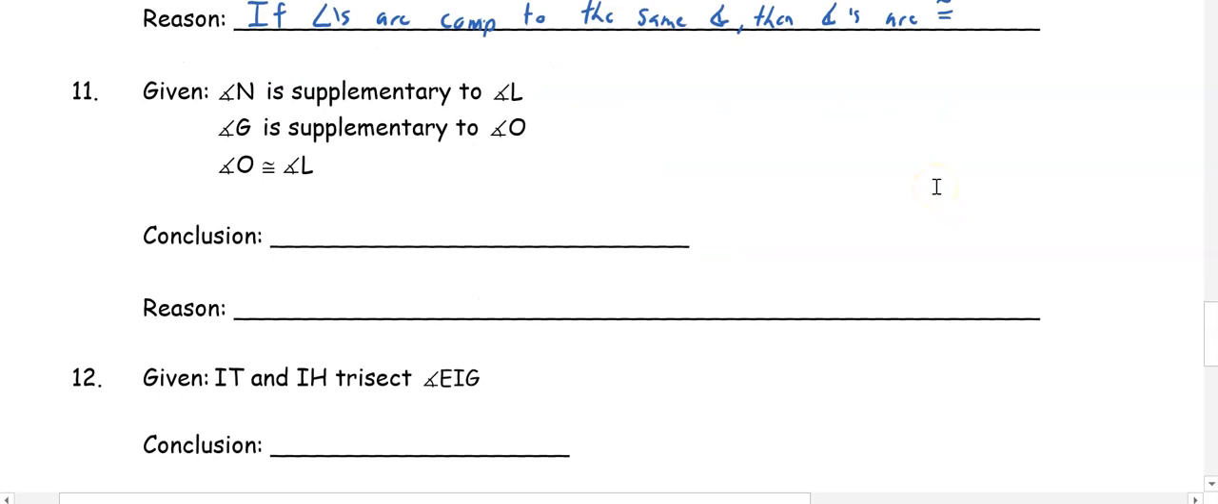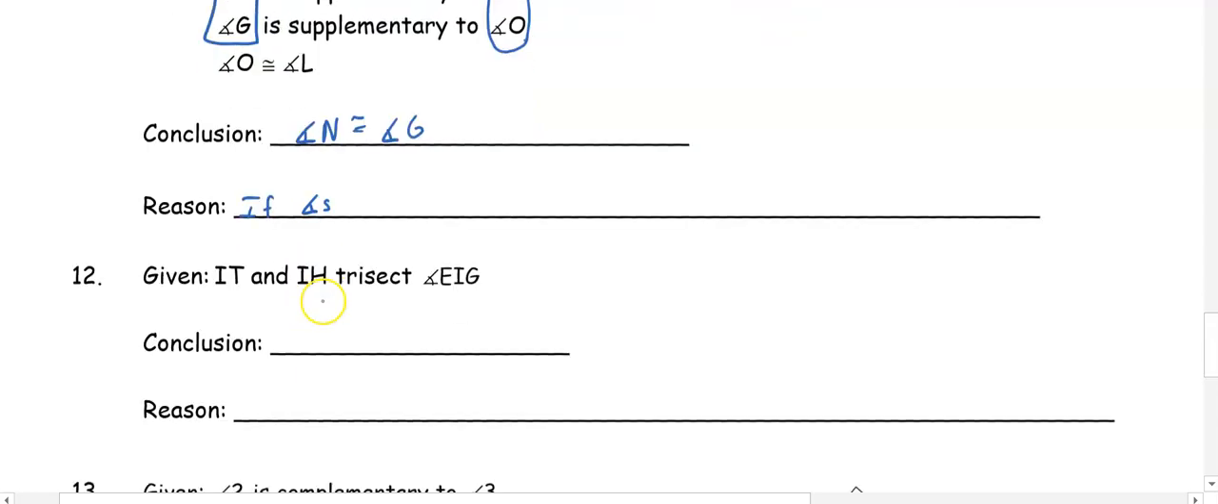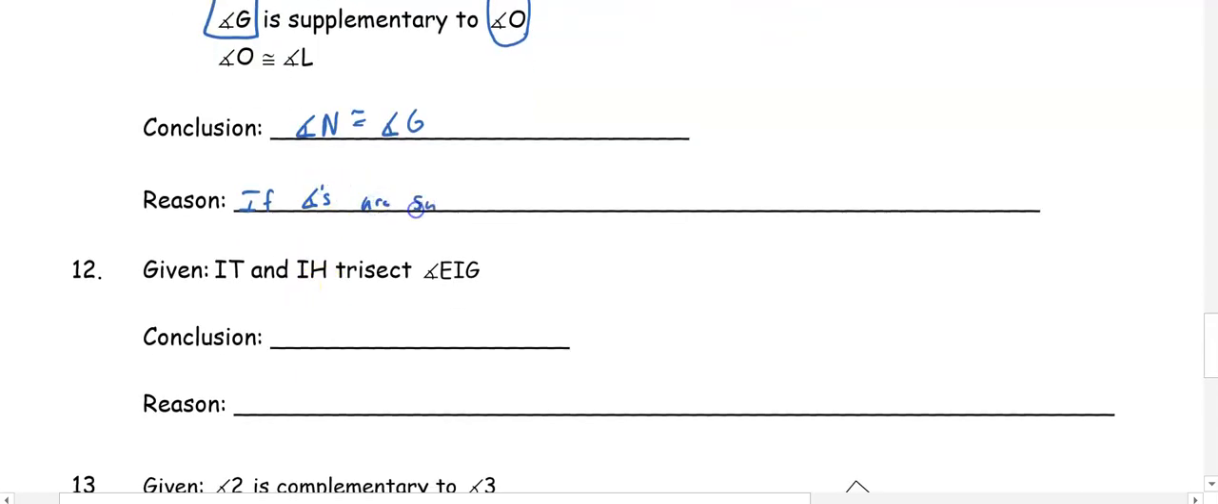In number 11, N is supplementary to angle L, angle G is supplementary to angle O, and O is congruent to L. So because these are congruent, we can conclude that these angles must be congruent. So angle N must be congruent to angle G, and our reason: if angles are supplementary to congruent angles, then angles are congruent.